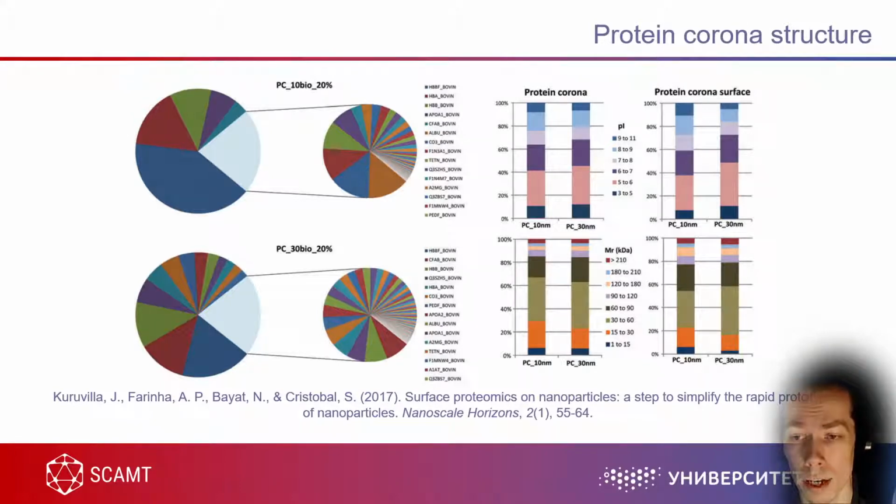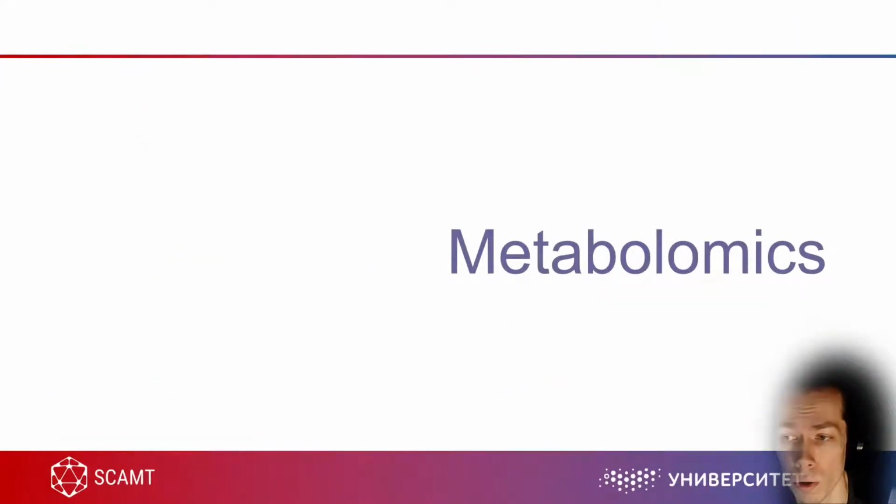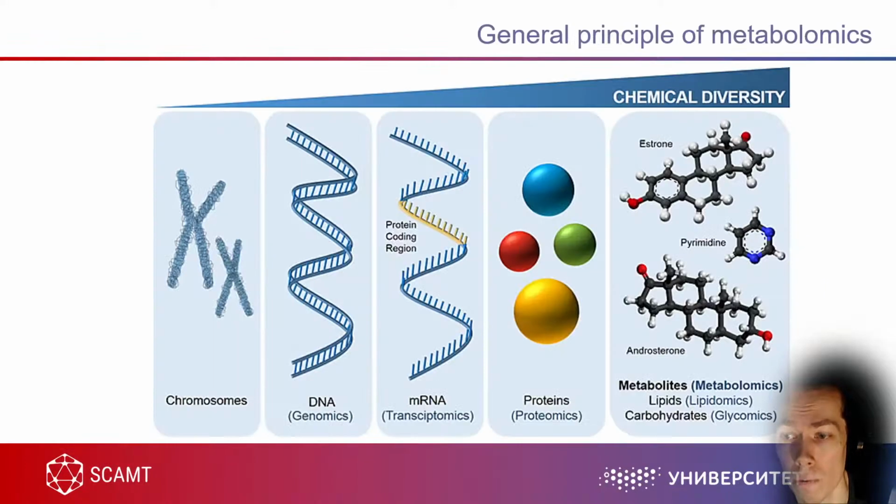But what's next? So it's transcriptomics, proteomics, and the next stage, obviously, is metabolomics. The metabolome is everything that can be synthesized by a cell or an organism. So it's genomics, as I said, transcriptomics, proteomics, and metabolomics. Additionally, there are other types of omics, for example lipidomics, the study of all of the lipids, and glycomics, a carbohydrate study.